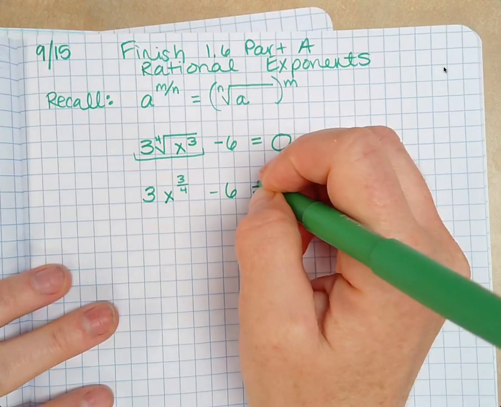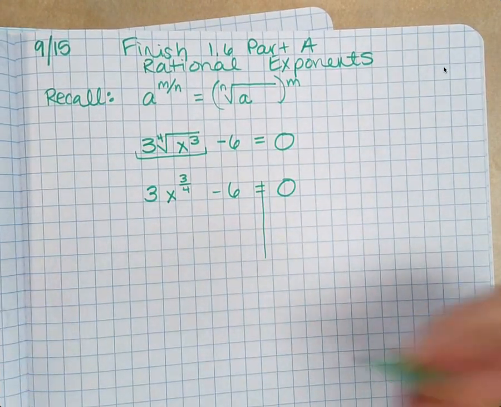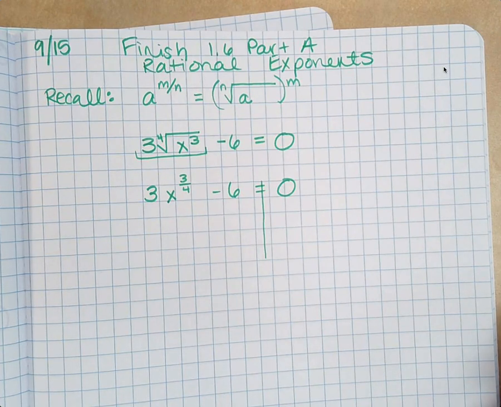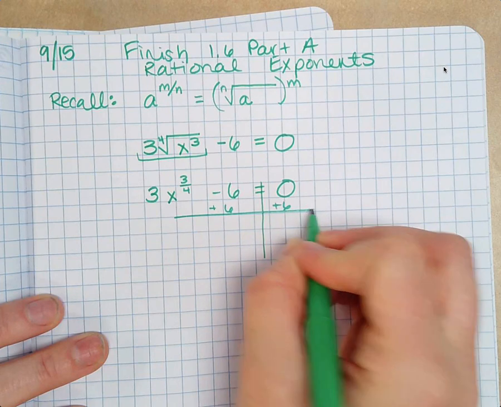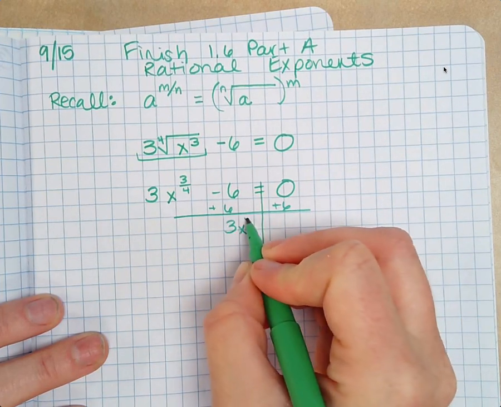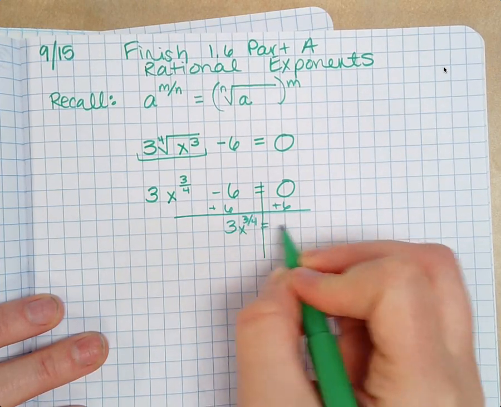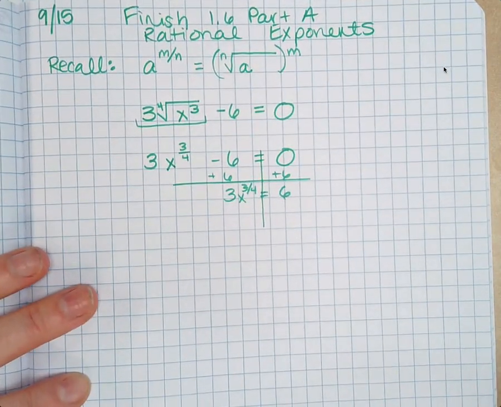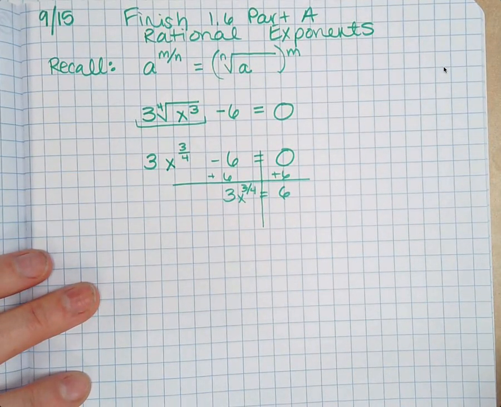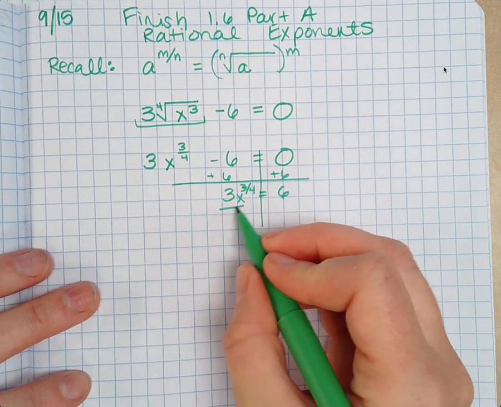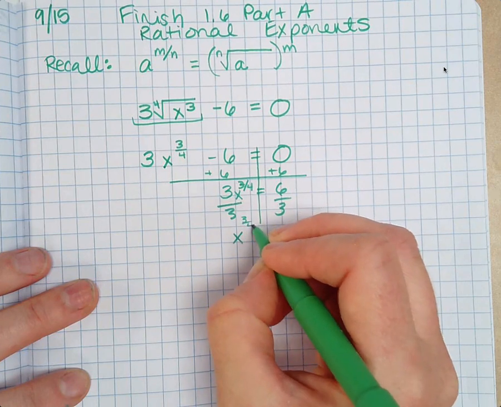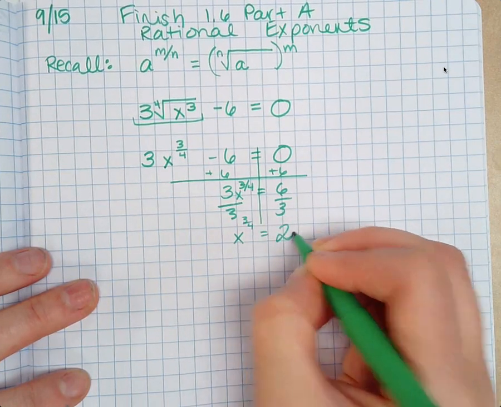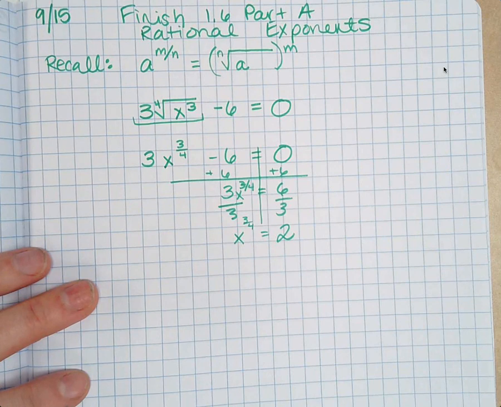So let's see if we can solve this without really discussing it at all. What would we need to do? Add 6 to both sides. So we have 3x to the 3/4 equals 6. Then what would we do? Divide by 3. So x to the 3/4 equals 2. And then what do you think we should do to get rid of the 3/4?